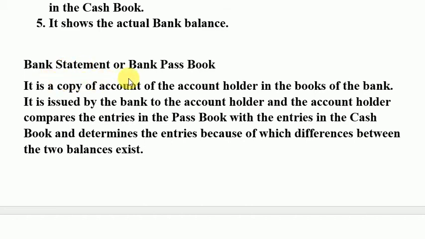It is a copy of the account of the account holder, that means the business, in the books of the bank, which is issued by the bank to the account holder, and the account holder compares the entries in the passbook with the entries in the cash book and determines the entries because of which differences between the two balances exist. So this is the meaning of passbook or a bank statement.